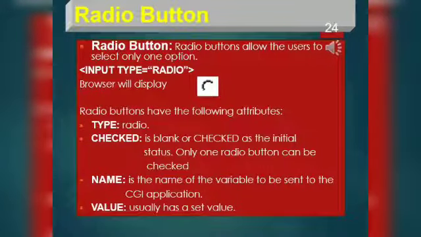Next is the radio button. A radio button allows the user to select only one option. Many options are given, but only one option can be selected. The input type has to be radio, and then checked. Checked means it will be already marked; if it is not checked, then it is not marked. Name and value were already discussed.